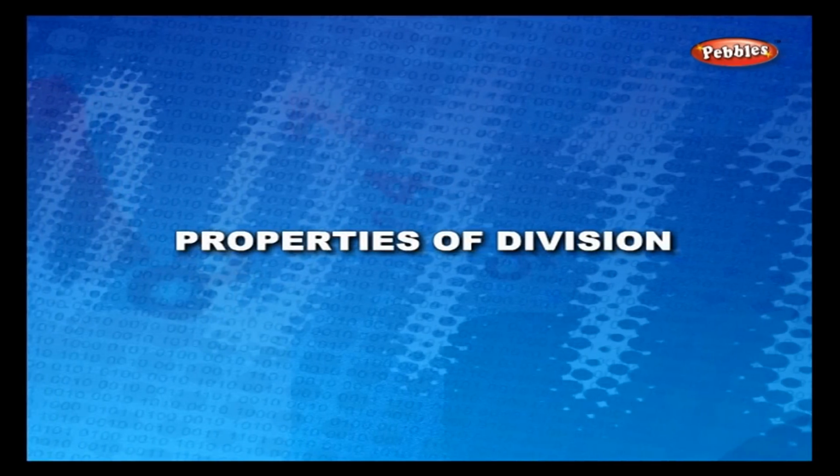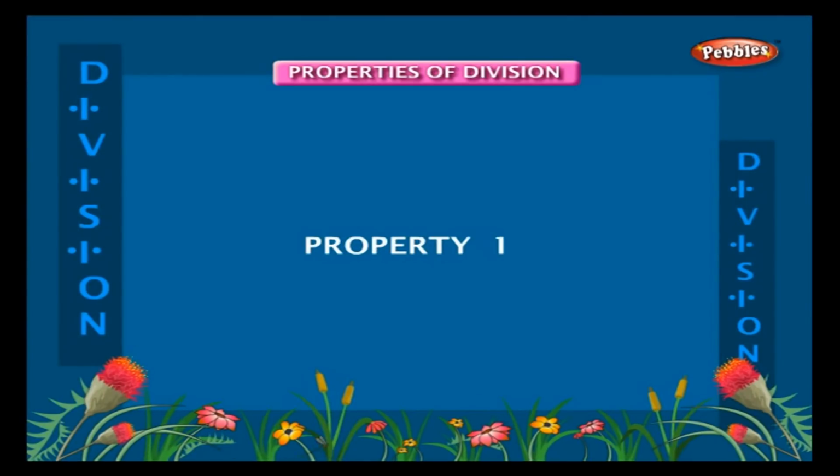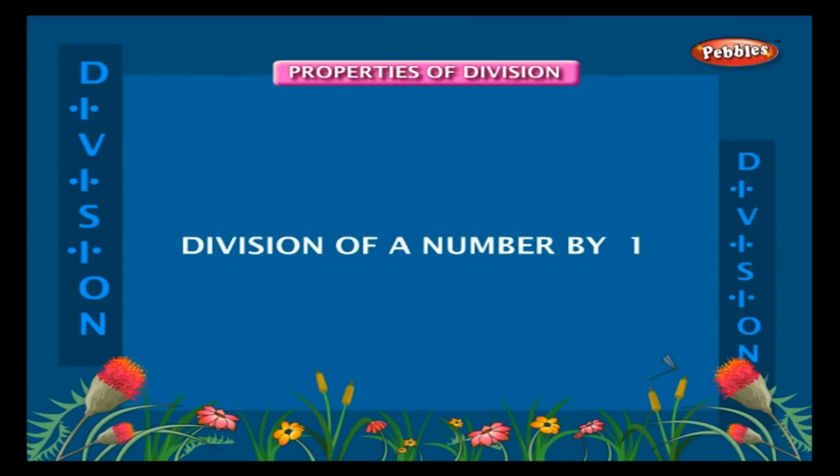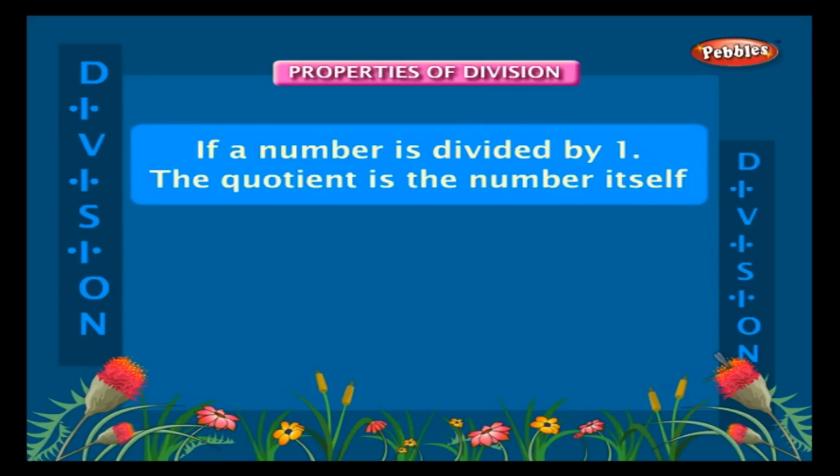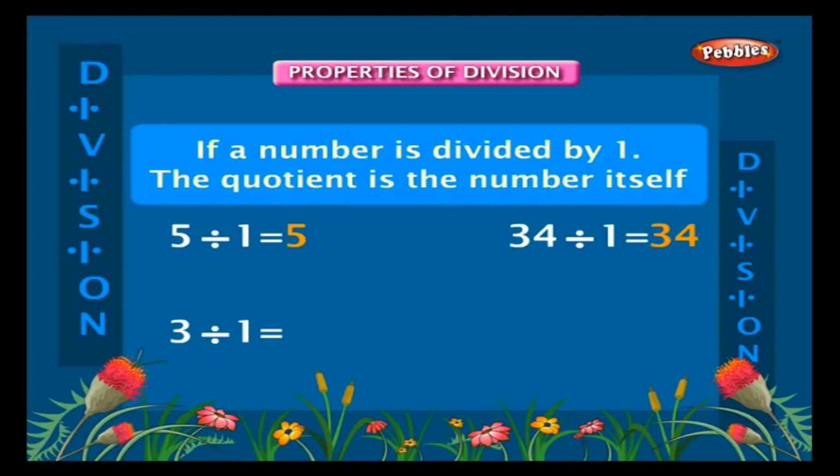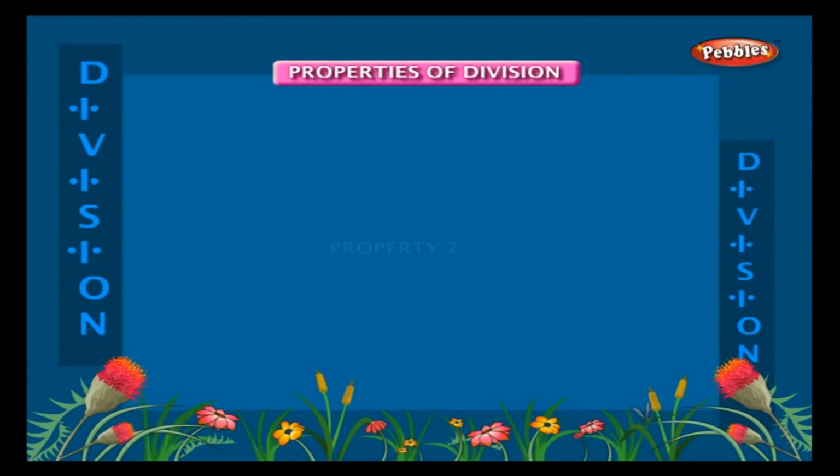Properties of division. Property 1. Division of a number by 1. If a number is divided by 1, the quotient is the number itself. For example, 5 divided by 1 is equal to 5. 34 divided by 1 is equal to 34. 3 divided by 1 is equal to 3. 7 divided by 1 is equal to 7, and so on.